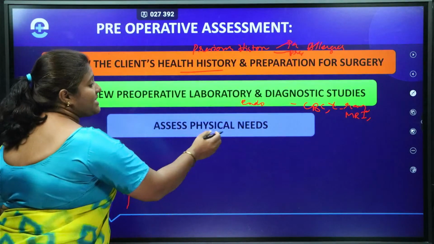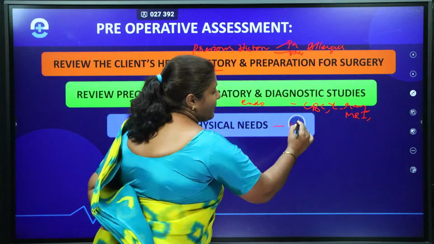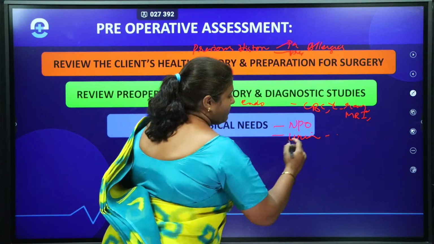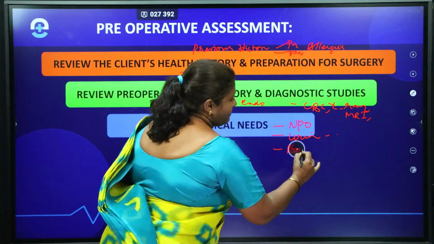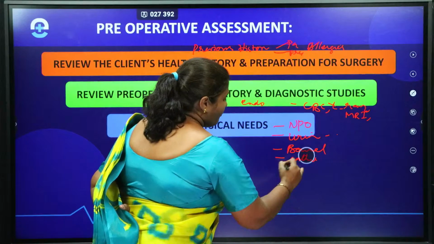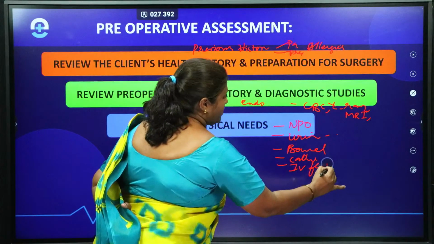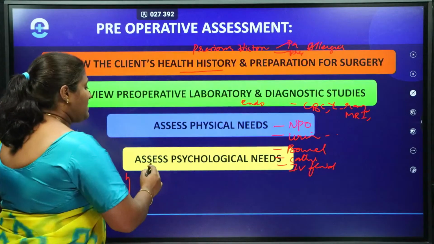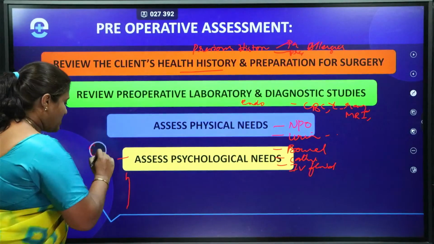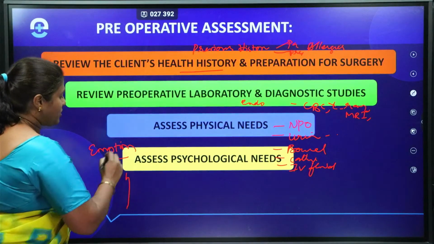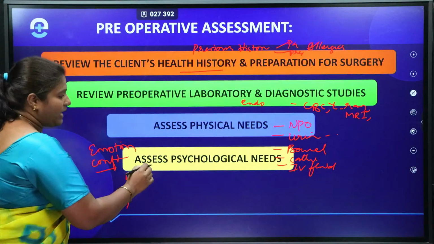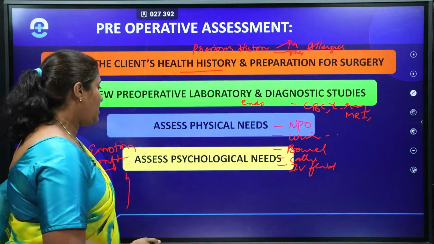Next, assess physical needs. Assess physical needs means whether the patient will be started with NPO, then urinary elimination, bowel elimination, catheterization, IV fluids. We need to assess for this. Next, assess psychological needs. As I said before, we need to start with emotional support, explain all the procedures to the patient, and get their confidence. We need to assess the psychological needs.